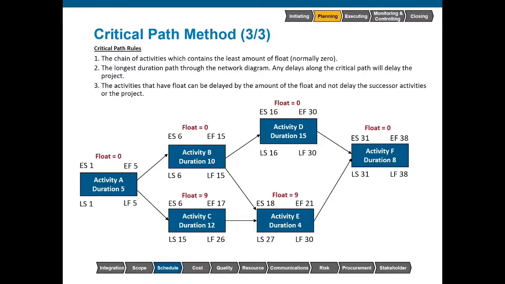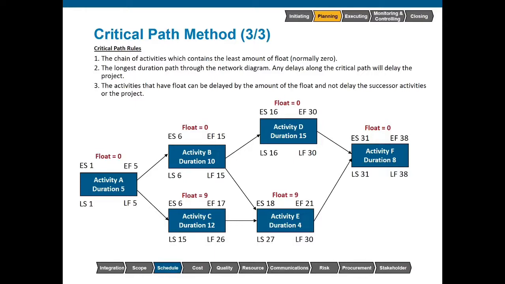So we do have some critical path rules. The critical path is always going to be the longest duration from start to finish throughout the entire project. So it's going to be the sequence of activities going from left to right, all the way from the beginning to all the way at the end of the project. Now, because that is the longest duration, it will always have the least amount of float. Now, this float will normally be 0. However, there are exceptions to this.